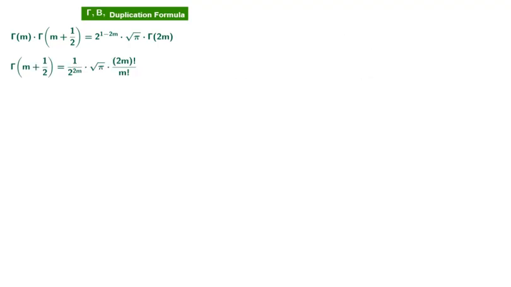Now let's look at the next one. The integral from 0 to pi by 2 of sine to the power of n theta d theta is equal to root pi by 2 times gamma of n plus 1 by 2 divided by gamma of n plus 2 by 2, for any n greater than minus 1.